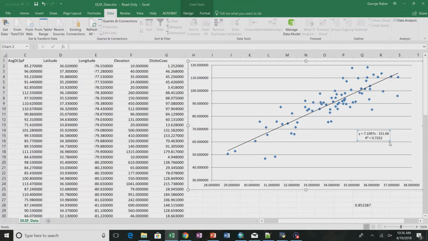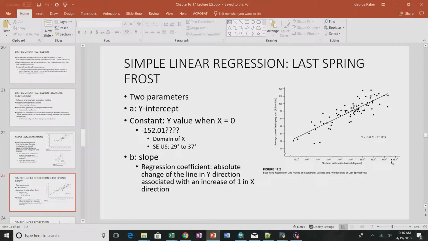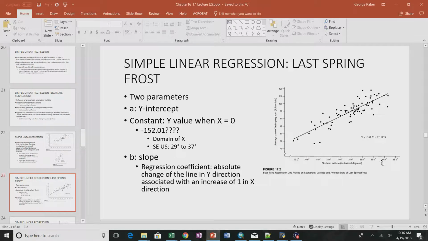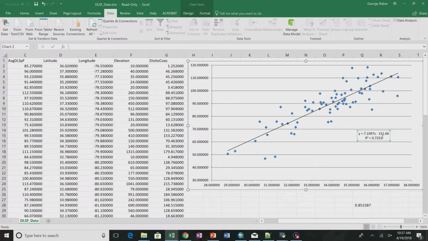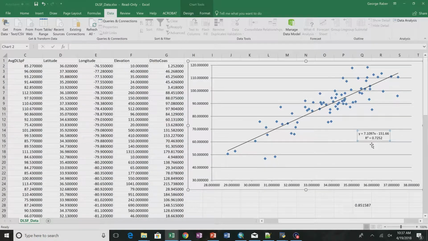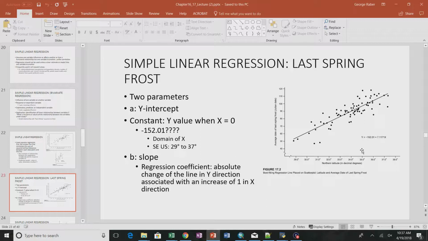See, those are the same. No, they're not exactly the same, are they? 7.10. We must be using slightly different data, but they're very, very similar. 152 versus 151, and 7.117 versus 7.1097. So they're very, very similar. This one is the slope. It's in the other position in the book. So this is the book data that he gave, and this is just the slide from the book.